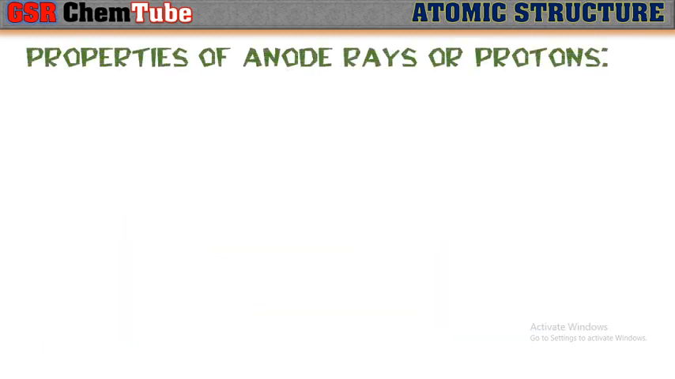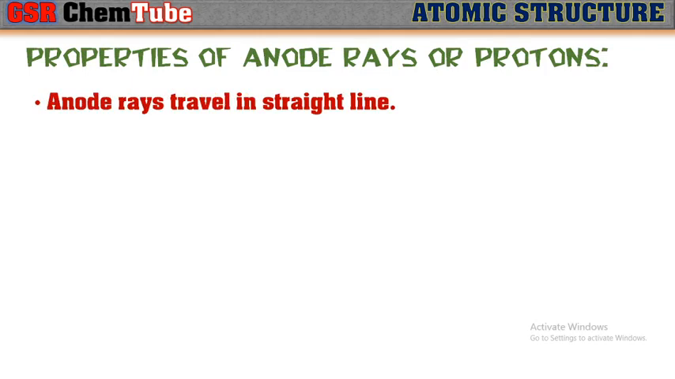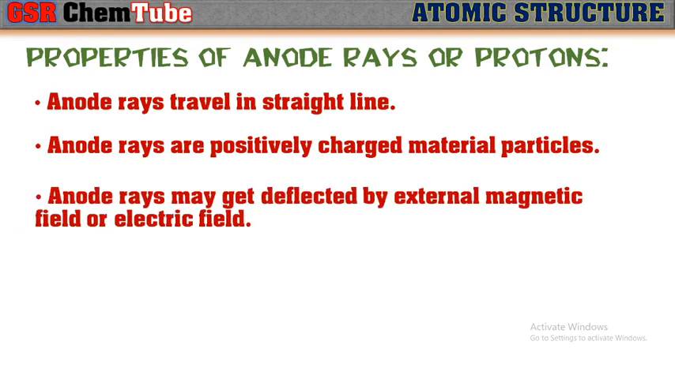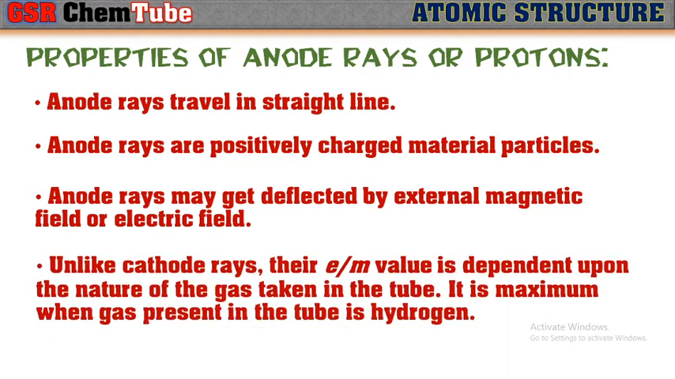Let us see the properties of these anode rays or canal rays or protons. Anode rays travel in a straight line. Anode rays are positively charged material particles. Anode rays may get deflected by an external magnetic field or electric field. Unlike cathode rays, their e/m value or specific charge is dependent upon the nature of the gas taken in the discharge tube. It is maximum when the gas present in the tube is hydrogen.